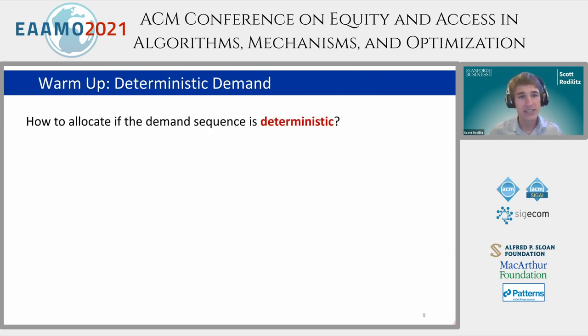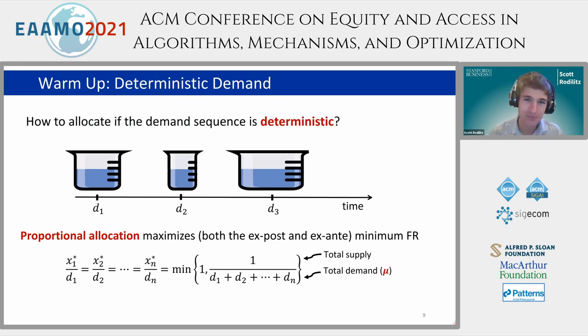So suppose for a moment that we knew the entire demand sequence in advance. Suppose there was no stochasticity in demand. What would you do? I'll let you think about it for just a few seconds. All right, so if you thought about something like proportional allocation, you did a great job. What we want to do is equalize the fill rate for each agent, and then we want to raise that equal level as high as we can. And this is for both the ex post and the ex ante minimum fill rate. Now, if we do that, we get a minimum fill rate of either 1 or 1 over the total demand, whichever is smaller. And so that's what's achievable if demand was deterministic.